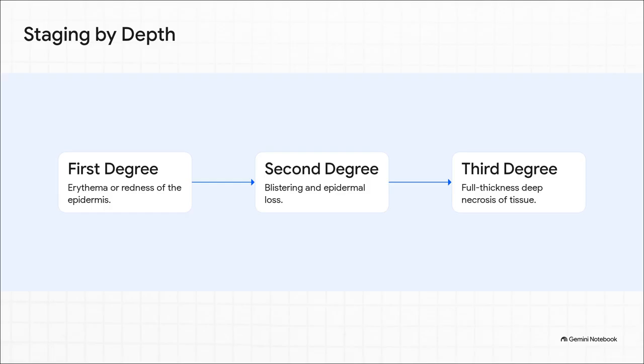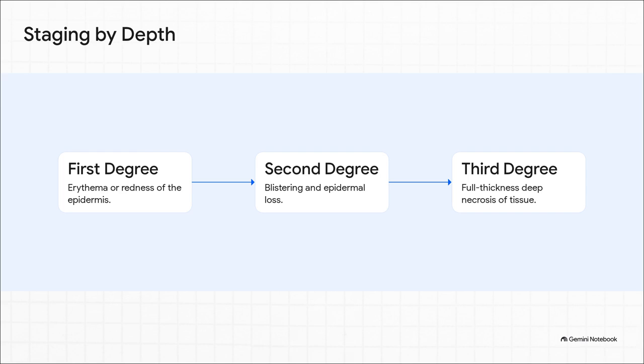CMS requires us to classify them strictly by depth. Step 1 is first degree, which is just redness of the epidermis, or erythema. Step 2 is second degree, involving blistering and partial epidermal loss. And Step 3 is third degree. This is the deepest, involving full-thickness necrosis of the underlying tissue.